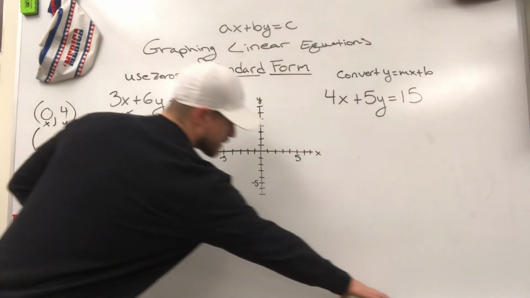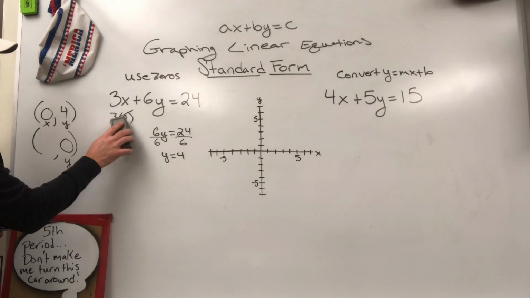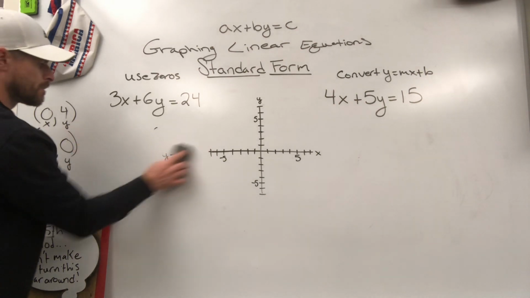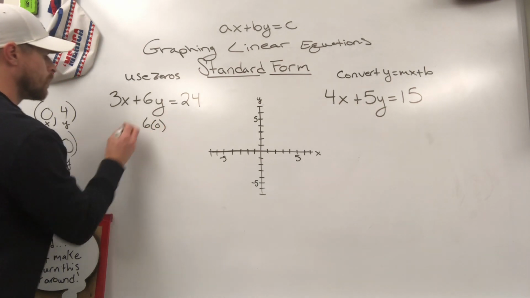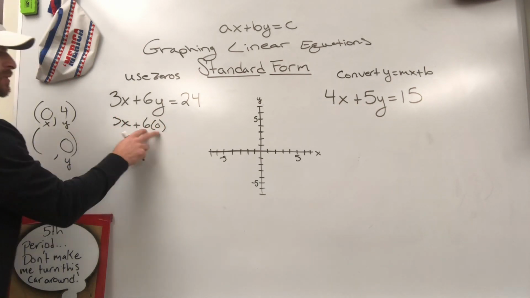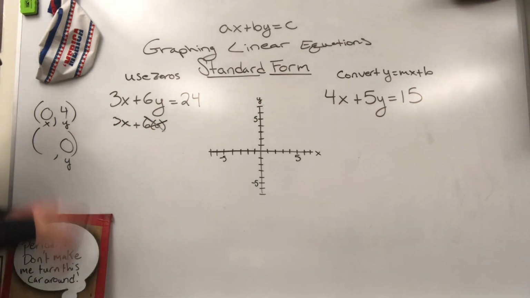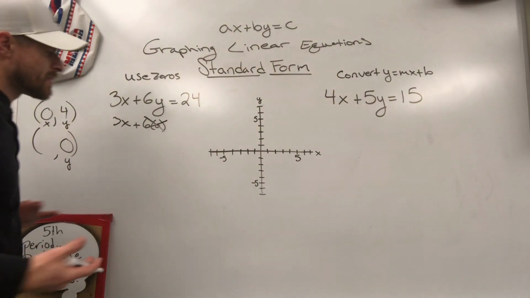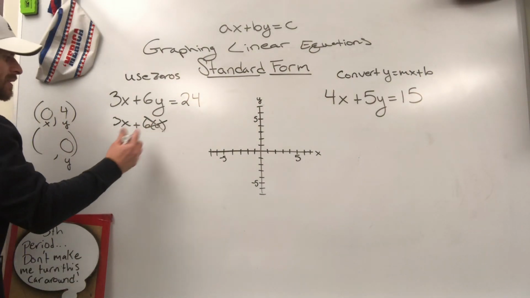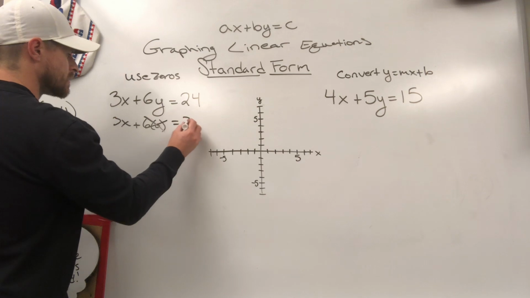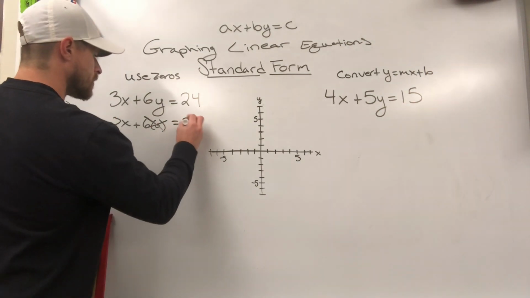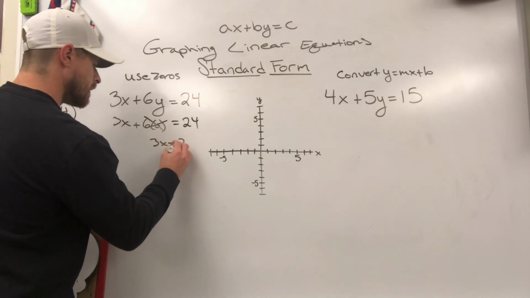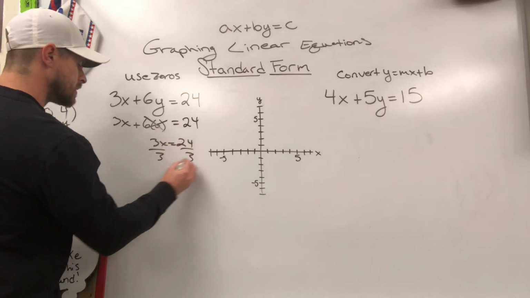So all I'm going to do is the same thing, but instead of putting 0 in for x, now I'm putting 0 in for y. 6 times 0. What you're going to start to notice every time you do this, that term just goes away. It just eliminates, right? Because anything times 0 is going to make a 0. That leaves us with 3x equals 24. And we can solve by dividing by 3.